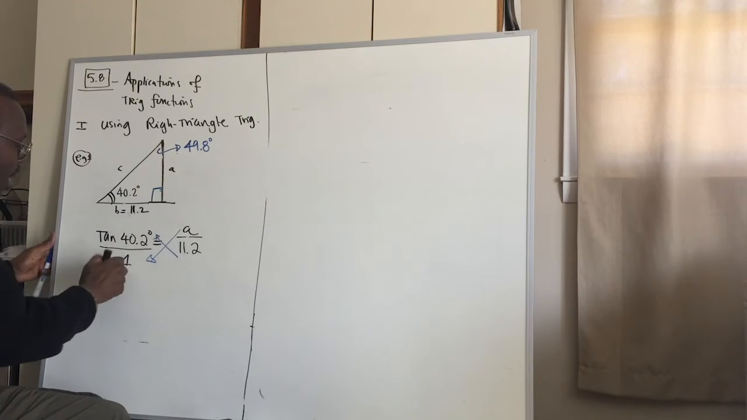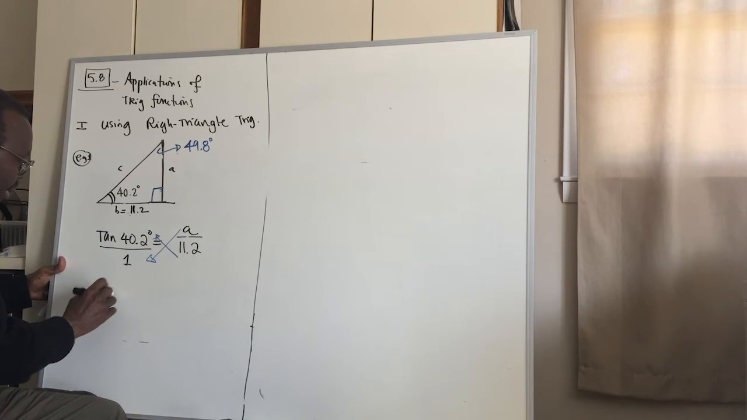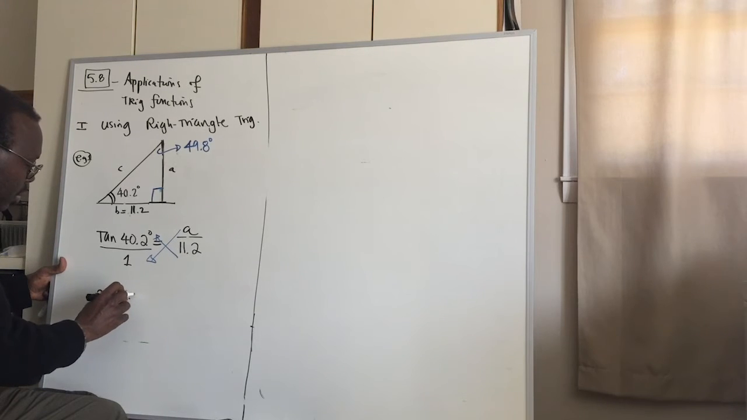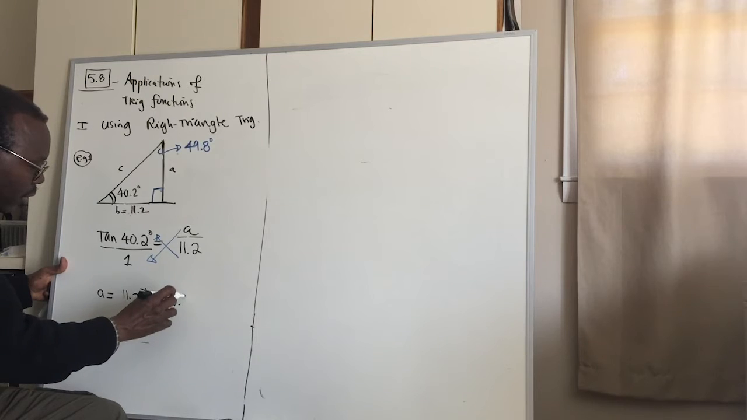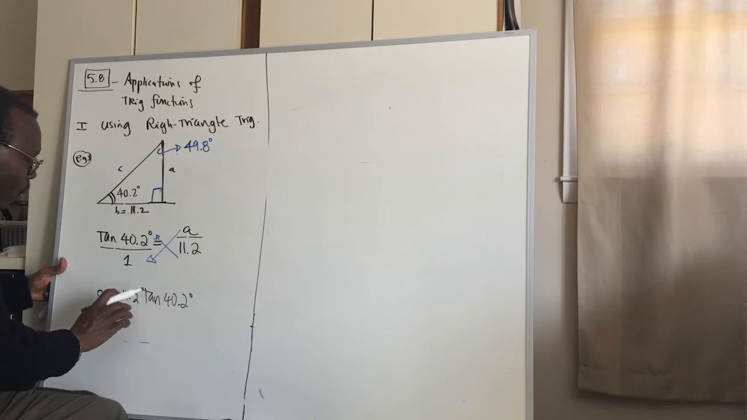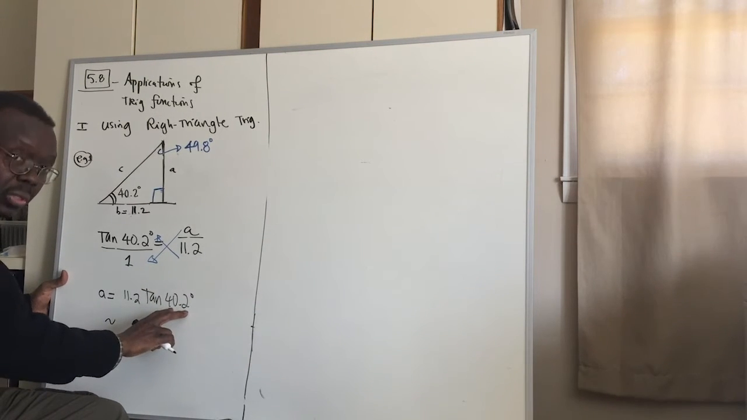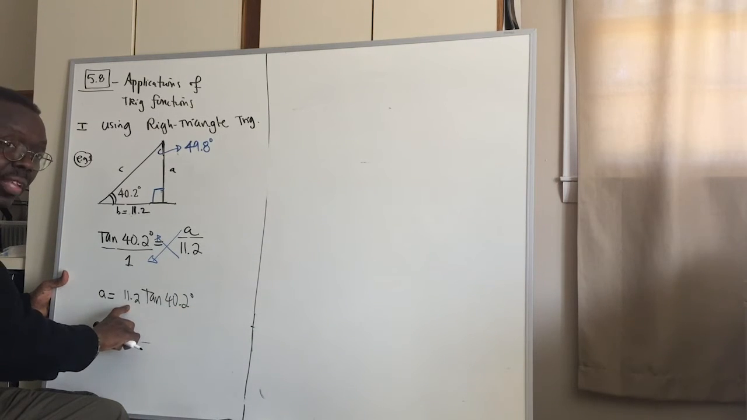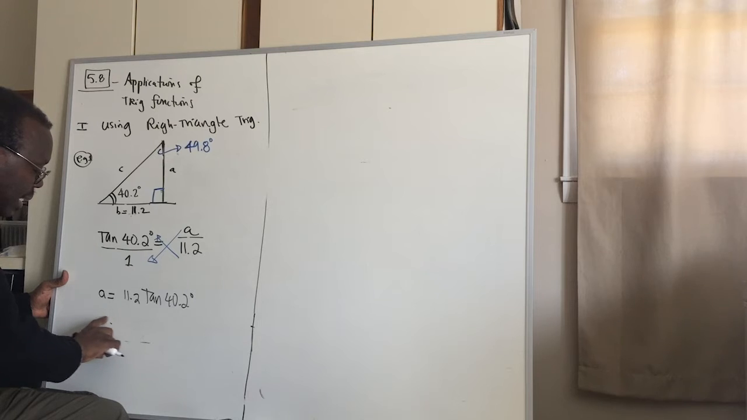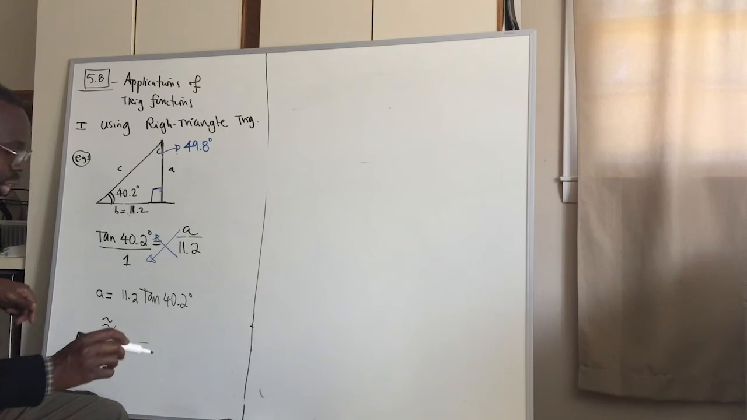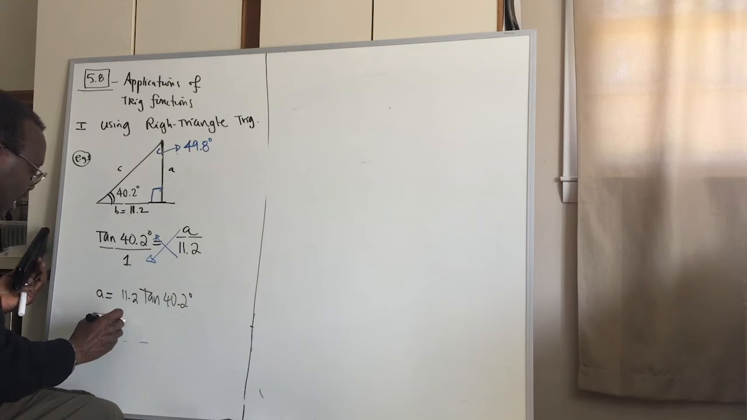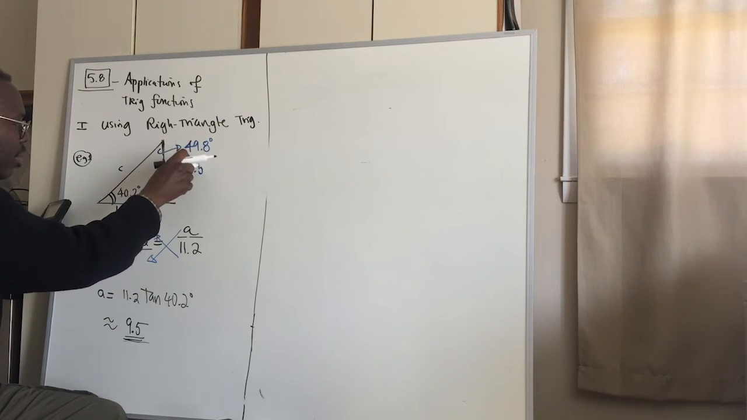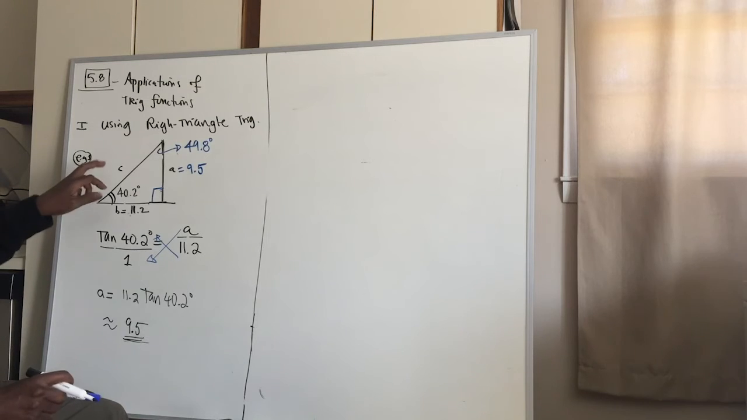So we have A times 1 is A. We have 11.2 times tan 40.2 degrees. Make sure your calculator is in degree mode before you do it. So you find tan of 40.2, you multiply by 11.2, and whatever you get, round it to the nearest tenth, is 9.5 to the nearest tenth, 9.5. Now we have C to go.